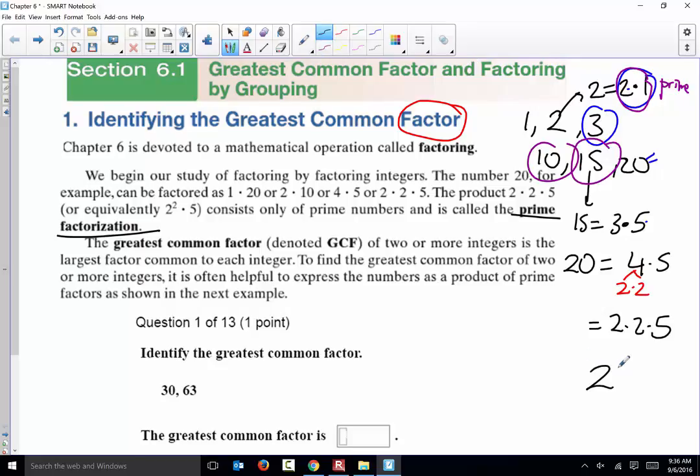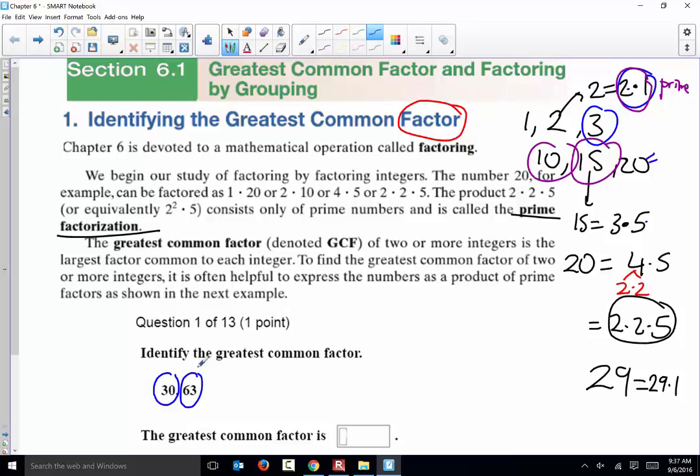How about 29? Can you break 29? 29 is not breakable. You can only multiply 29 by itself, and 1 and 29 itself. So 29 is prime. So its prime factorization is actually 29 and 1, but 20 is something else, 2, 2, 5.